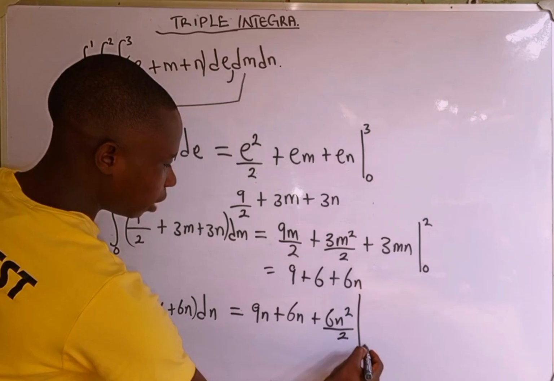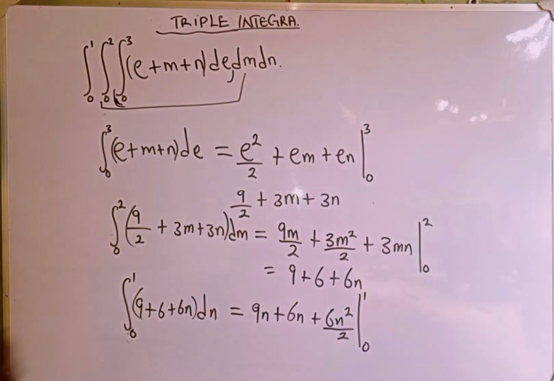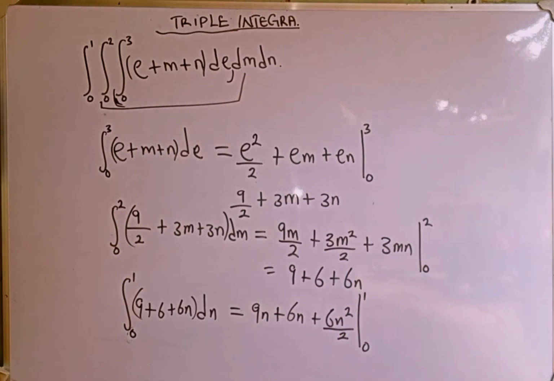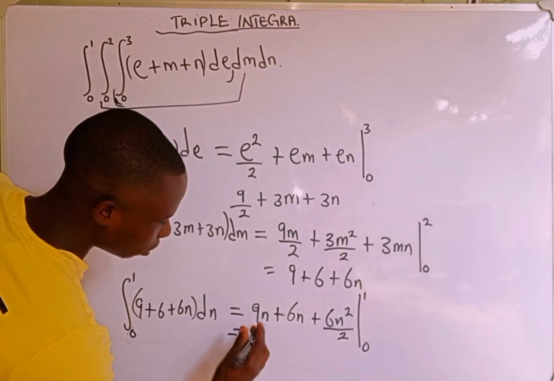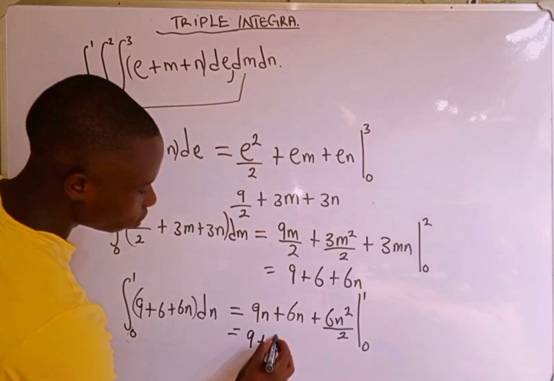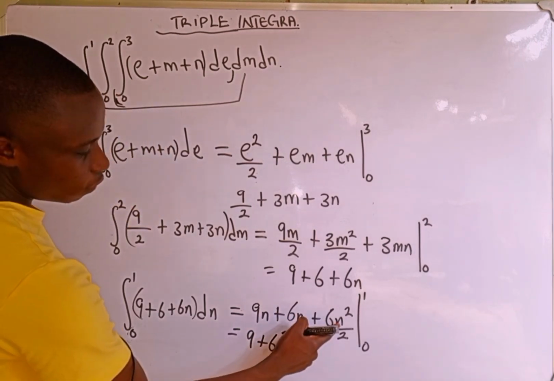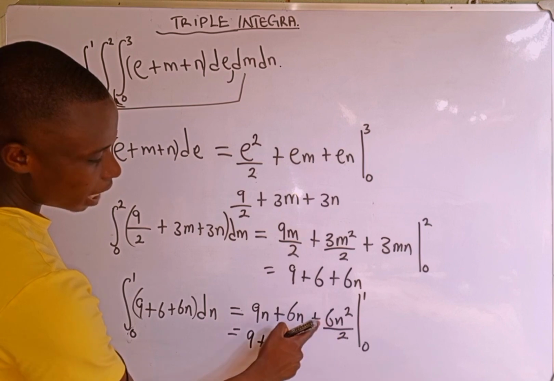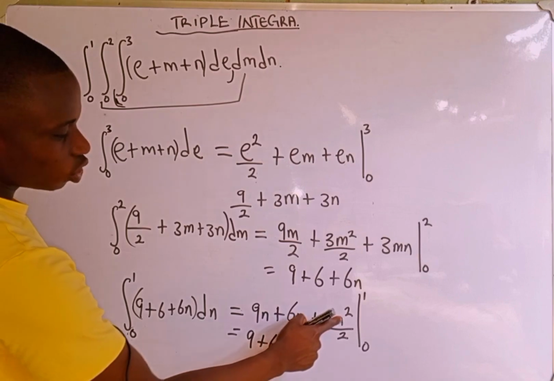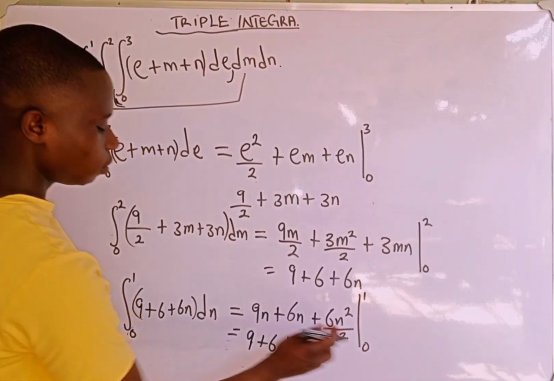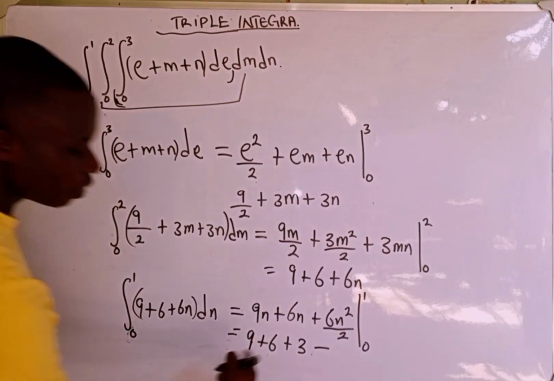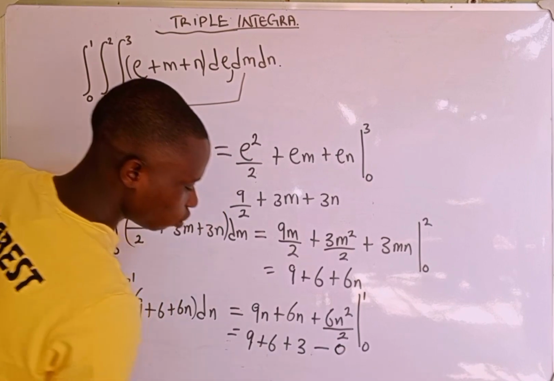Then we substitute the bound, which is from 0 to 1. So if I substitute, remember, always substitute from the what? From the upper bound, which is 1. So in place of n, we are going to write 1. 9 multiplied by 1 is going to give us 9, plus 6 multiplied by 1 is going to give us 6. Then plus what? 6 divided by 2 is the same as 3, then 1 raised to the power of 1 is the same as 1, then 3 multiplied by 1. Substitute the lower limit, which is, if you substitute 0 here, all of it is going to be 0. Therefore, all the terms in the lower bound are going to be 0.